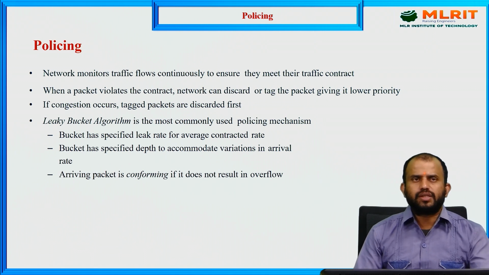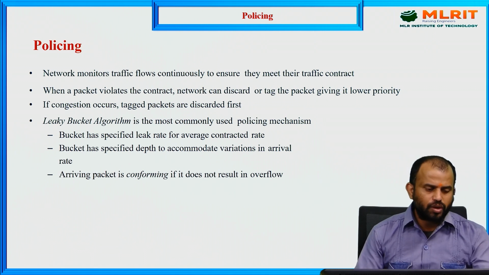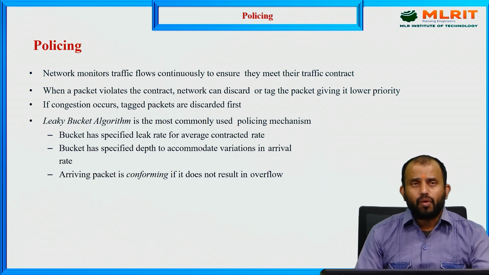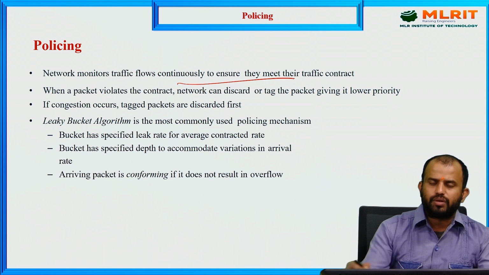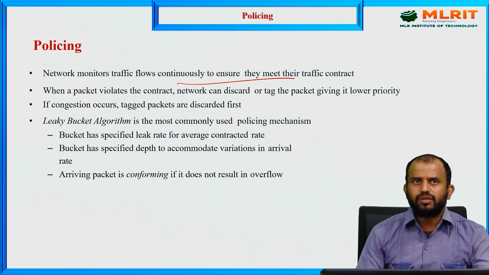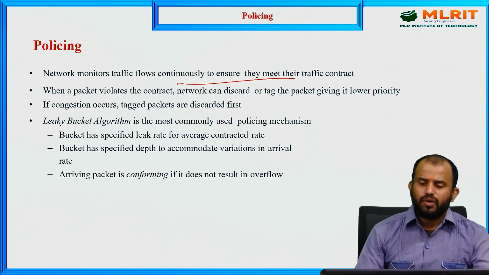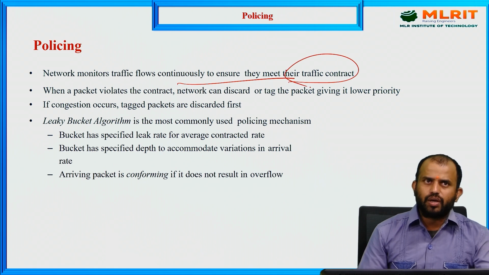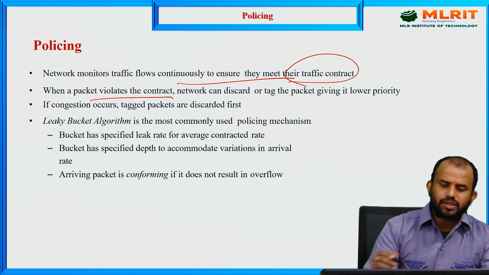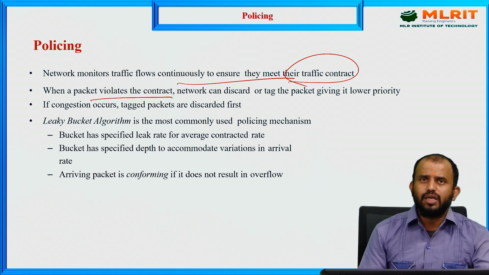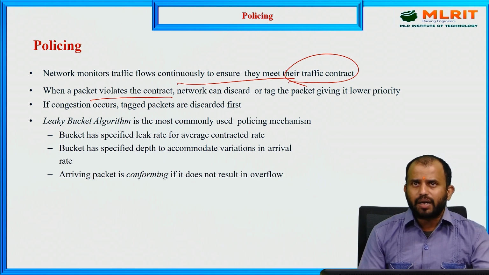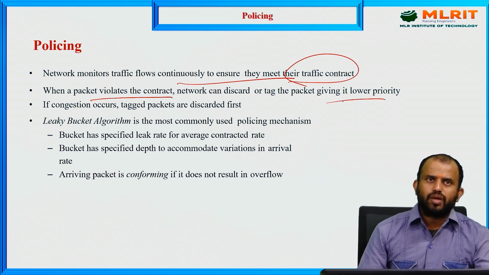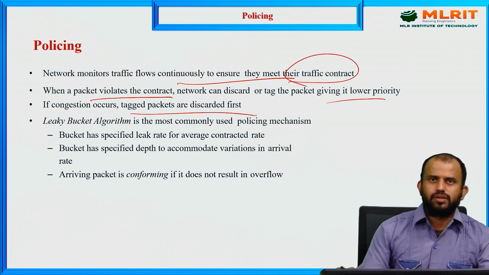And the next one we are discussing is policing. So what is this policing and how is it helpful for us? In the policing mechanism, the network continuously monitors the traffic flow, because it needs to enforce the traffic contract value. The network always monitors what kind of traffic density is there as information is transmitted from source to destination. We have to ensure that value and maintain the traffic contract. So when a packet violates the contract, the network either discards it or tags it for the next stage, where it acts as a lower priority packet. If congestion occurs, that packet is discarded first.